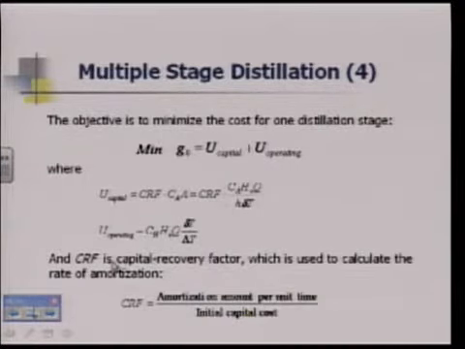And you have some factor called the capital recovery factor, which is used to calculate the rate of amortization, which in general is the amount per unit time over initial capital cost, so that you have some cost model, which is actually the product of a bunch of decision variables. So now you see some sense of a geometric programming type of problem coming out, right? Okay, so now these are variables actually connecting what you can do in each stage.